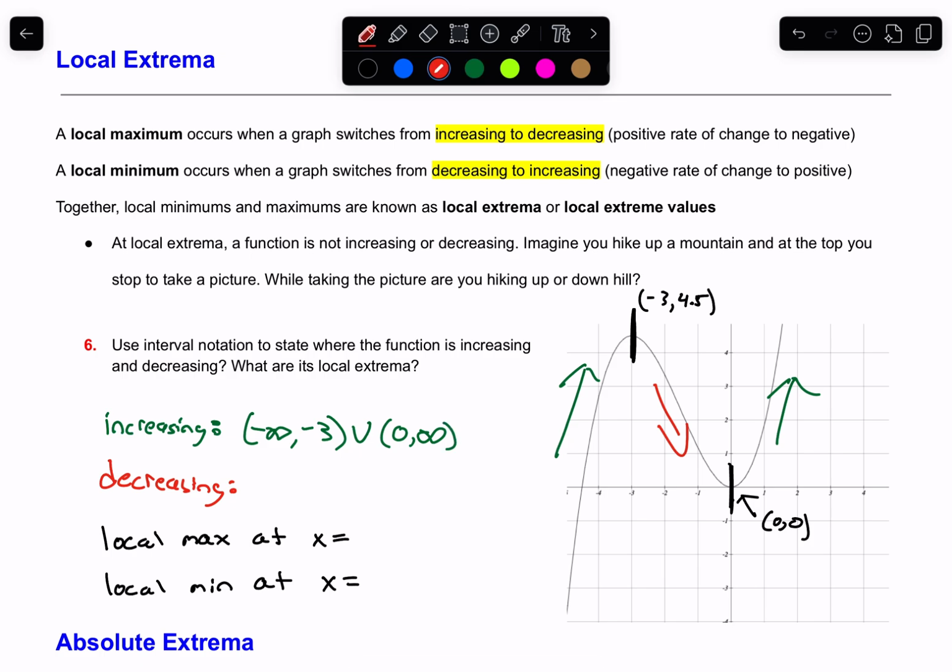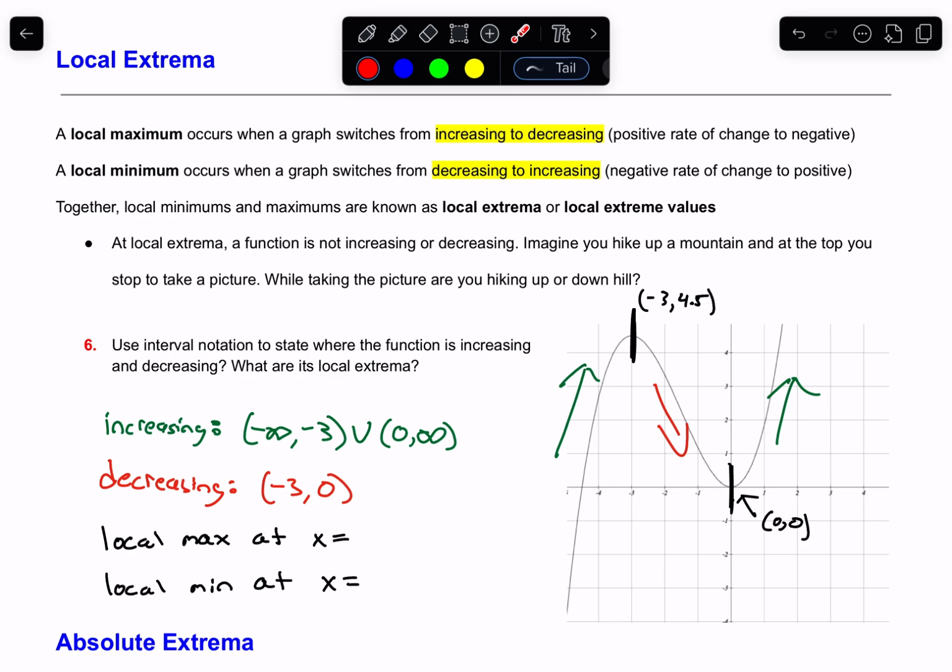But in the middle, it's going down. So we would say it's decreasing from -3 to 0 in the middle of this picture. Now notice I use parentheses on the -3s and the zeros. Okay, parentheses on all of these, because at these peaks and valleys, you are doing nothing. Okay, you're just taking a picture.